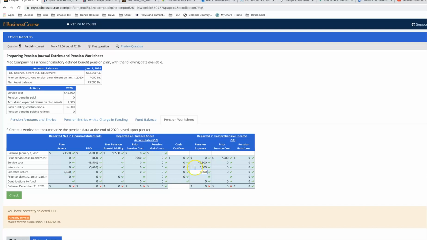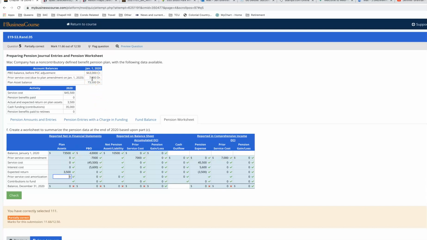Now, if we'd had a difference between actual and expected, we'd have one more entry to do here. So you'll have some examples where you've got to do that, right? When you have that difference, you have to come in and adjust OCI, but we don't have that here. We do need to amortize those prior service costs. Okay, well, they were $7,000.